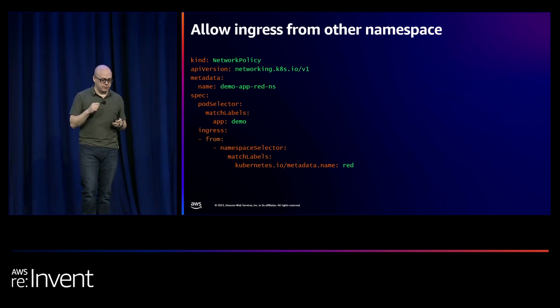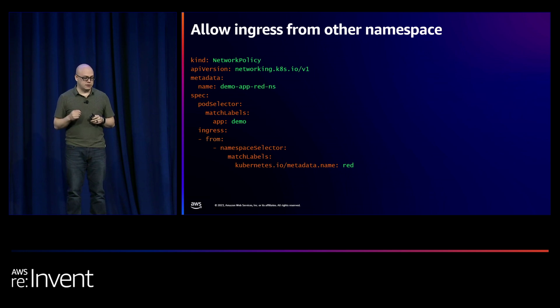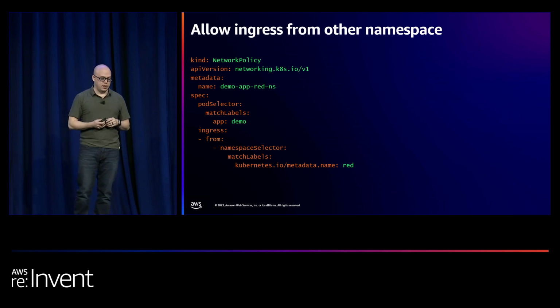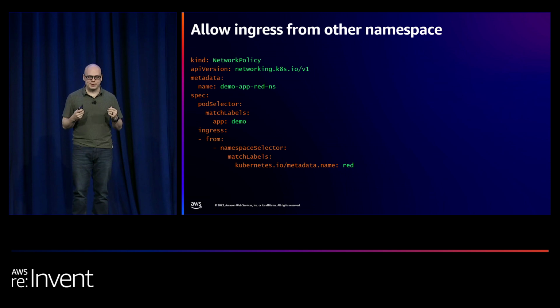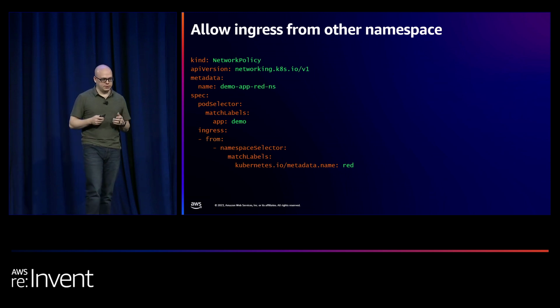For any of those pods that this applies to, this will allow ingress from namespaces where the namespace name is red. So this is a pretty simple selector, but it says I only want to allow traffic in from namespace red. I don't want to allow it in from anywhere else.